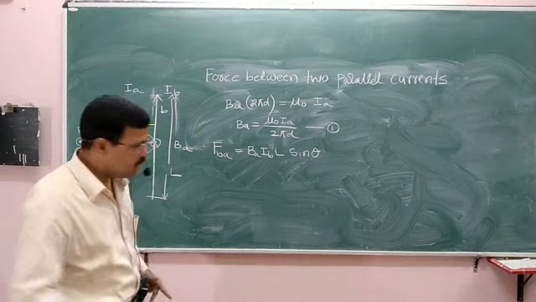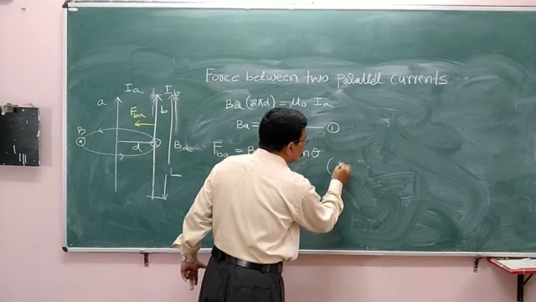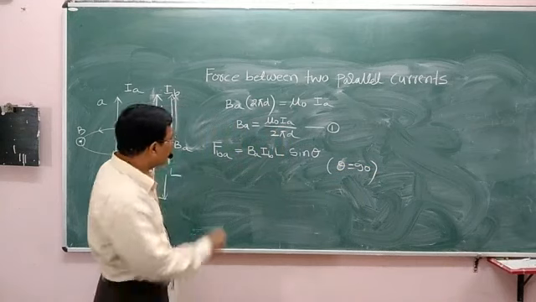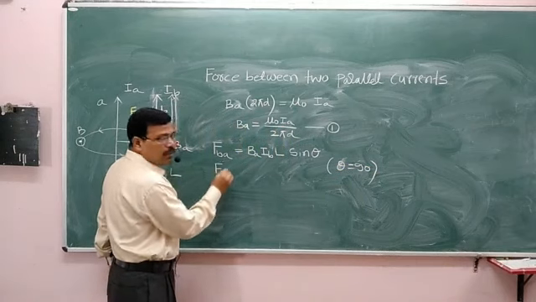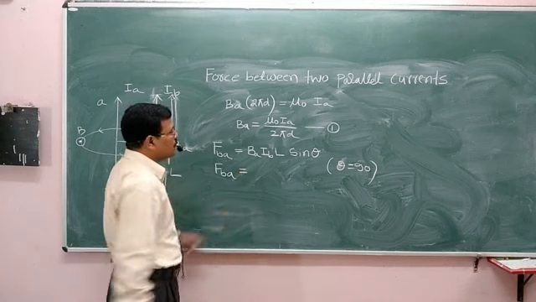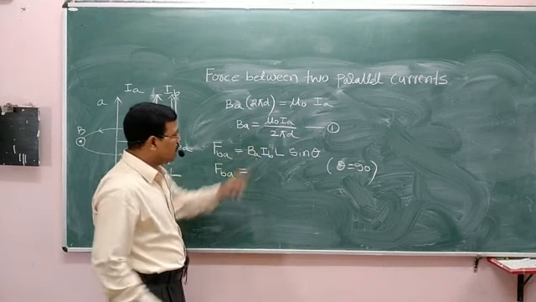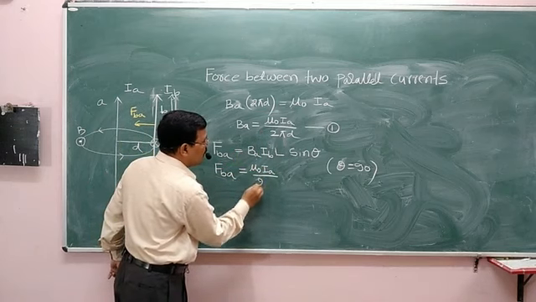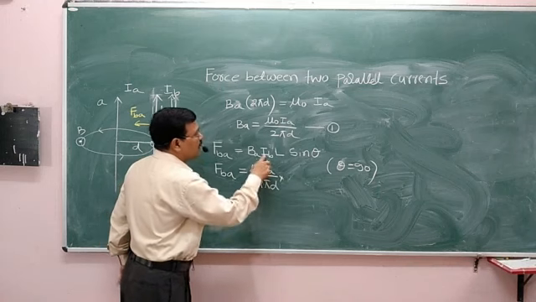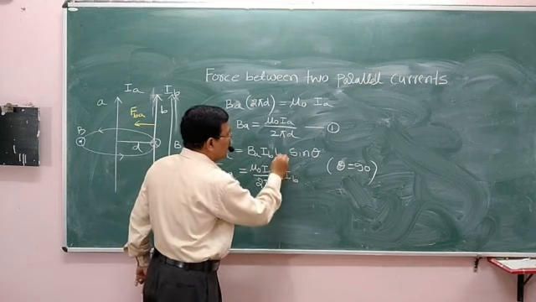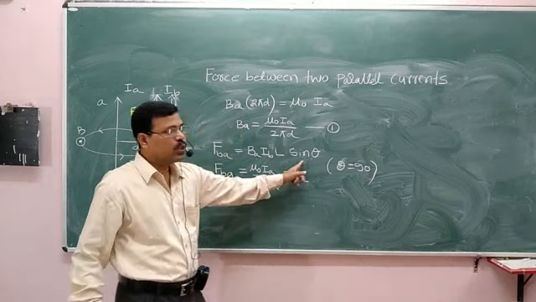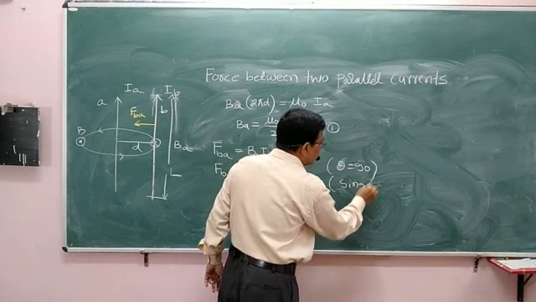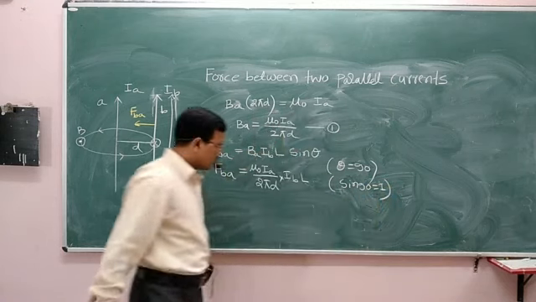So sine 90 is equal to 1. Therefore, we write that the force acting on B by A is equal to BA. What is BA? BA is mu naught IA divided by 2 pi d, into IB, into L, into sine 90. Sine 90 is equal to 1. So we get this one.